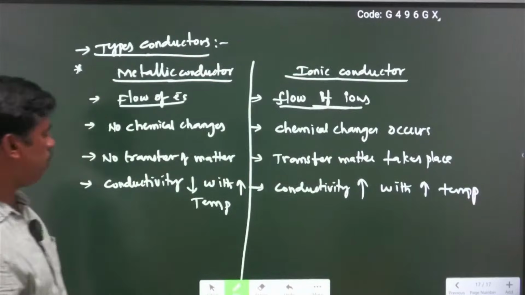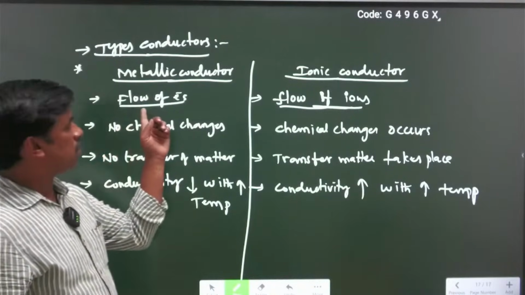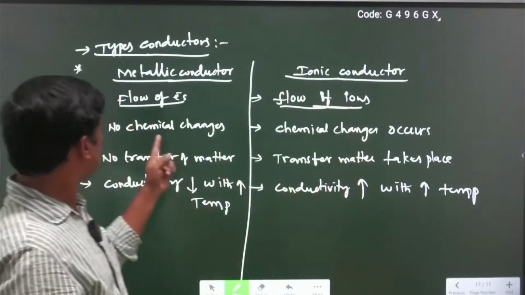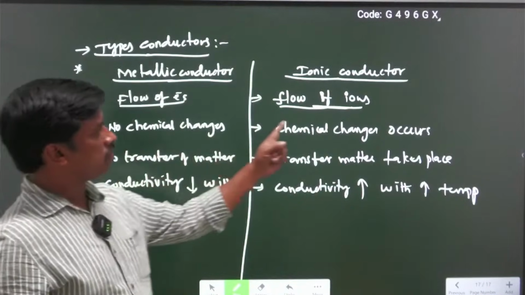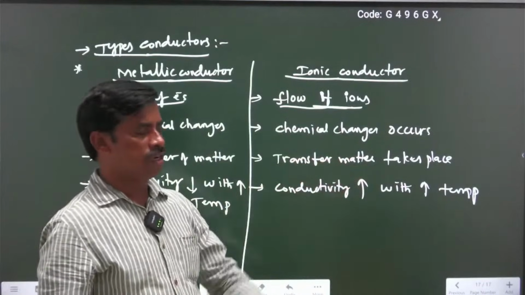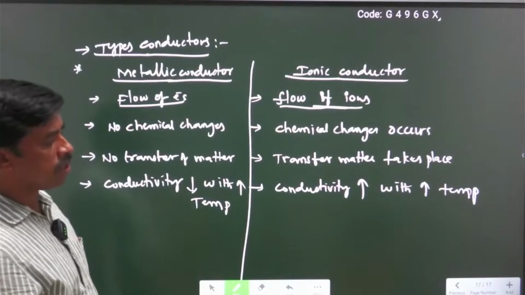These are a few of the differences I am showing here. Metallic conductors conduct electricity by flow of electrons; ionic conductors conduct electricity by flow of ions. In metallic conductors no chemical changes occur and no transfer of matter takes place. These differences are very important from the exam point of view.